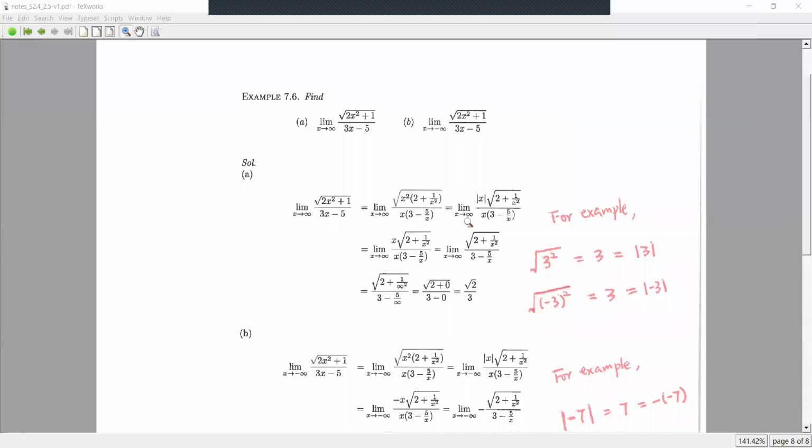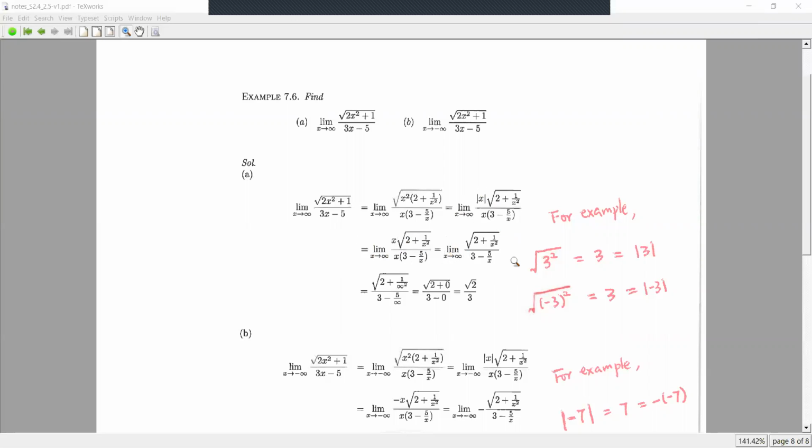Because x is approaching positive infinity, x is positive. So the absolute value of x is x itself. Therefore, we have this equation. Now, cancel x from the top and from the bottom. We then have this equation.